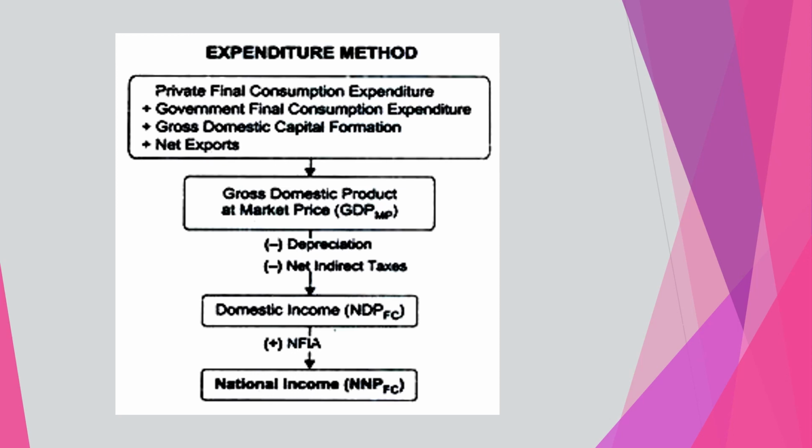If in the question, instead of gross, net domestic capital formation is given, then we are able to calculate NDP at MP. Now minus depreciation minus net indirect tax, we are able to calculate net domestic product at factor cost. It means NDP at factor cost. Now add net factor income from abroad, and we are able to calculate finally national income, net national product at factor cost.